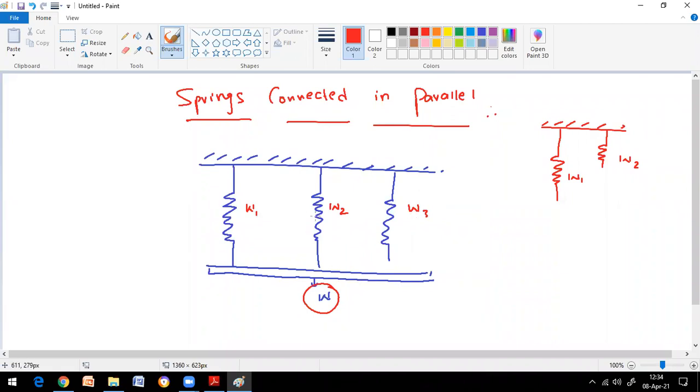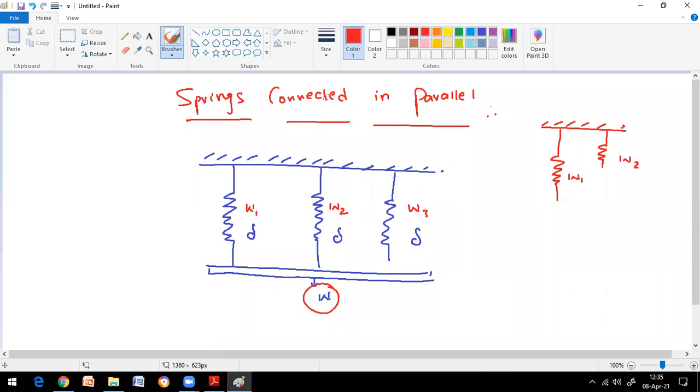Then what happens to deflection? Load varies, what happens to deflection? Deflection will be the same. The deflection of the first spring will be delta, the second spring will be delta, the third spring will be delta. Why? Because the loads are the same, but the load carried by each spring is different. The deflection of each spring is the same, that is delta.